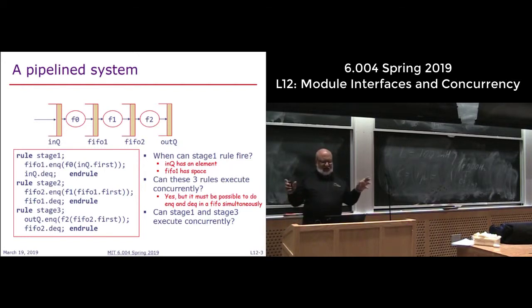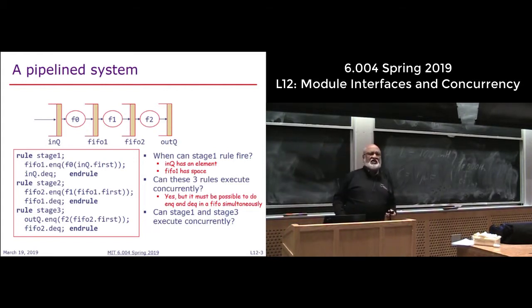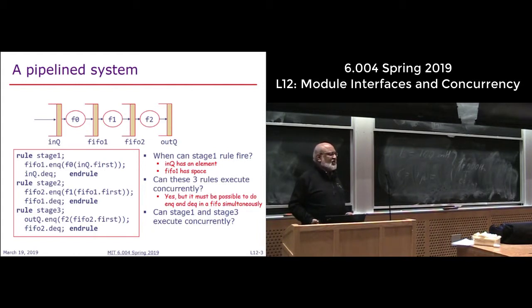Notice the stage 1 rule and the stage 3 rule do not interact with each other. This guy is putting something in FIFO 1 and this guy is taking something away from FIFO 2. So there is no interaction. So as long as you have tokens sitting in these queues and empty spaces in the output queue, yes, these rules can fire concurrently, even if the same FIFO doesn't allow concurrent NQ and DQ.